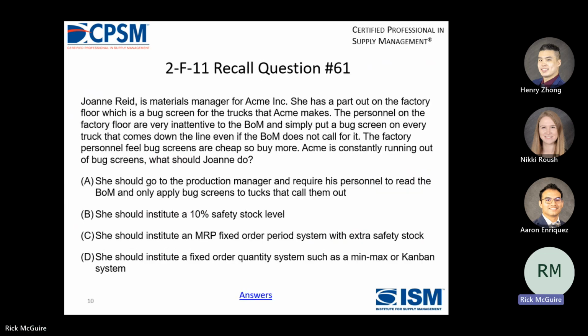All right. Joanne Reed is the materials manager for Acme Inc. She has a part out on the factory floor, which is a bug screen for the trucks that Acme makes. The personnel on the factory floor are very inattentive to the bill of materials and simply put a bug screen on every truck that comes down the line, even if the BOM does not call for it. It's just easier. The factory personnel feel bug screens are cheap, so buy more. But it's on an MRP system, and Acme is constantly running out of bug screens. So what should Joanne do? Basically, her inventory is always wrong.